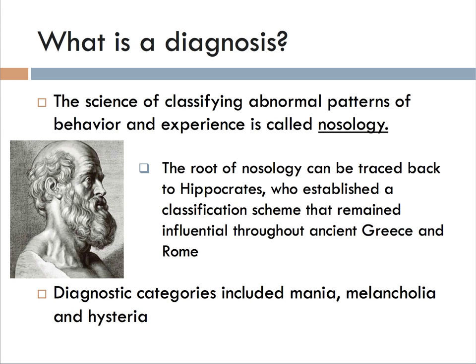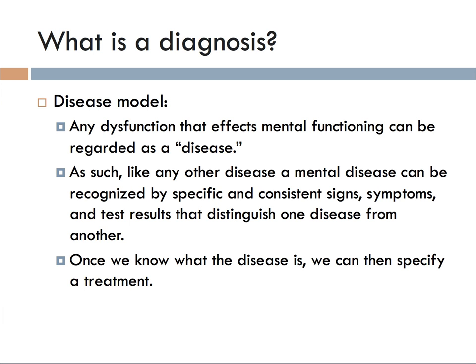Now, despite the fact that we no longer believe that diseases are caused by imbalances in bile or phlegm or the like, we still, to this day, hold on to a classification scheme that is very much based on a disease model. And we can think of the disease model as a belief system that states that any dysfunction that affects mental functioning can be regarded as a disease. As such, like any other disease, a mental disease can be recognized by specific and consistent signs, symptoms, and test results that distinguish one disease from another. And finally, that once we know what the disease is, we can then specify a treatment.